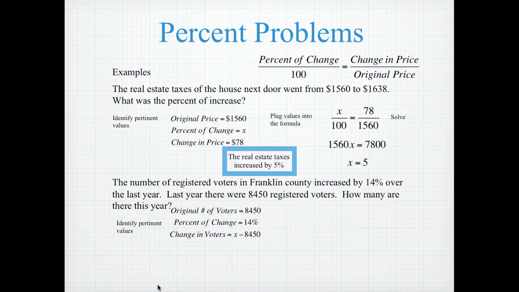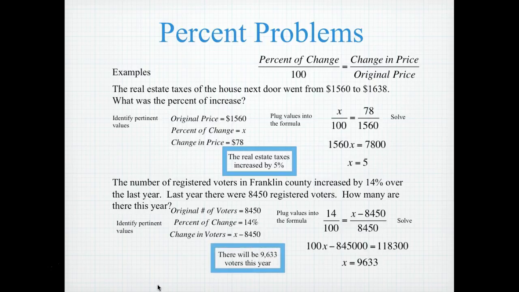minus 8450. And I substitute that into the formula, which gives me 14 over 100 equals x minus 8450 over 8450. Again, we have our proportion, so we can identify the cross product to help us solve, which gives us 100x minus 845,000. That's equal to 118,300. Add 845,000 and divide by 100, and I get x equal to 9,633. So a 14% increase produced 9,633 voters this year in Franklin County.